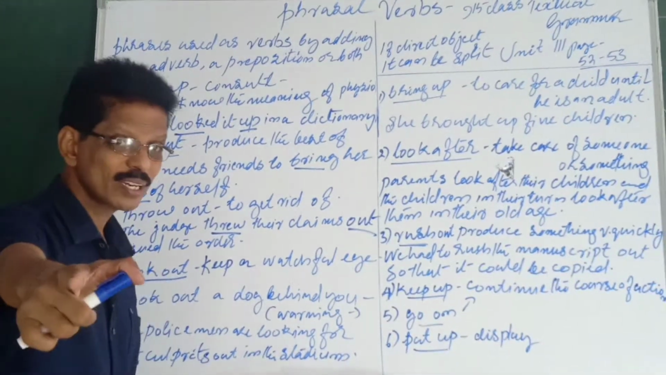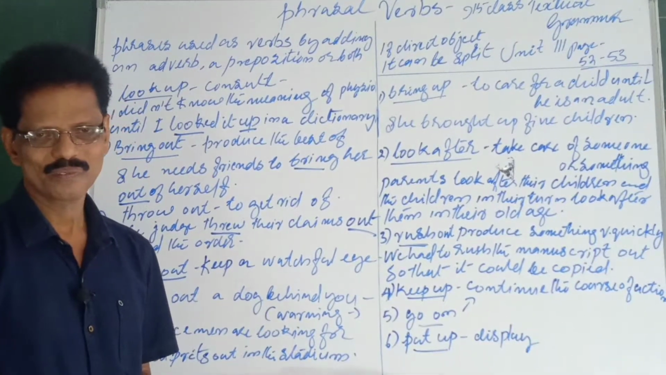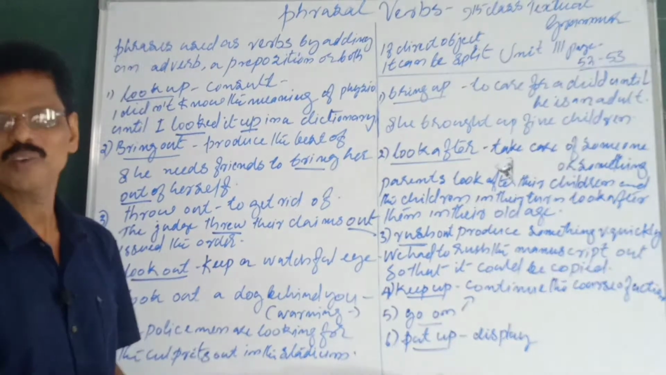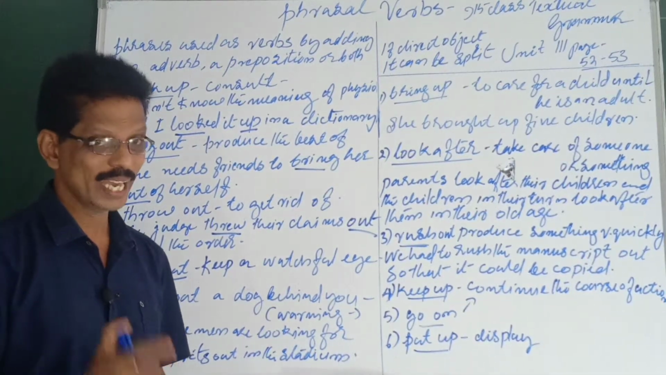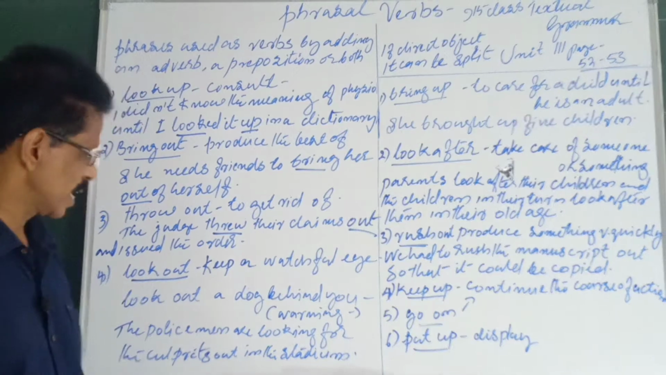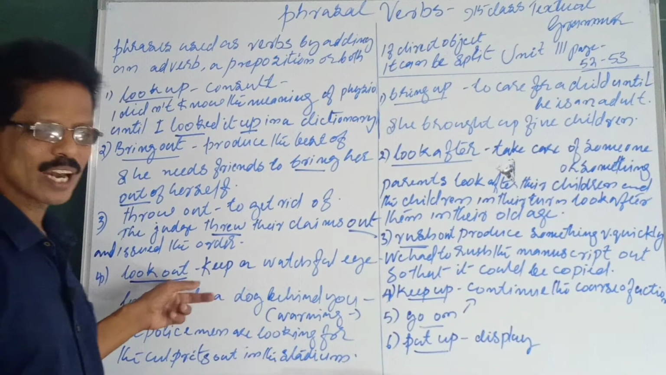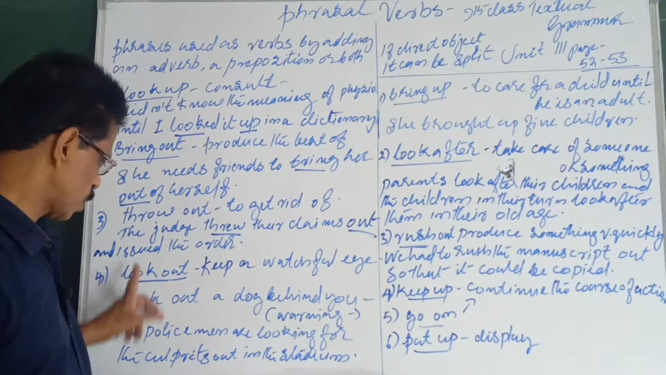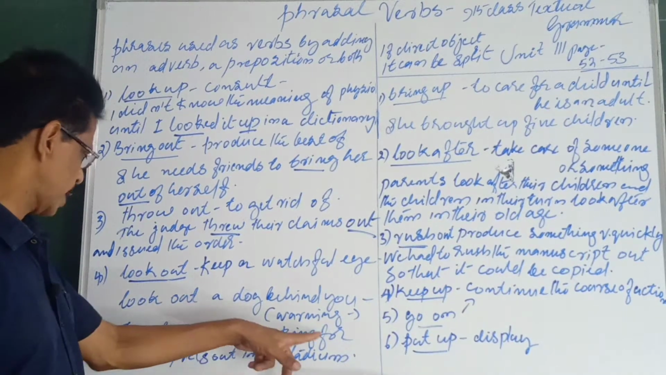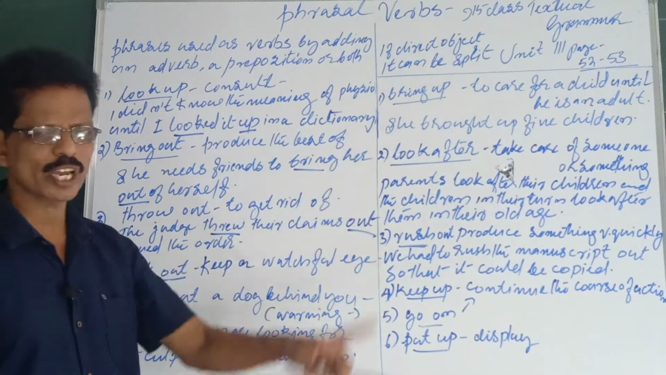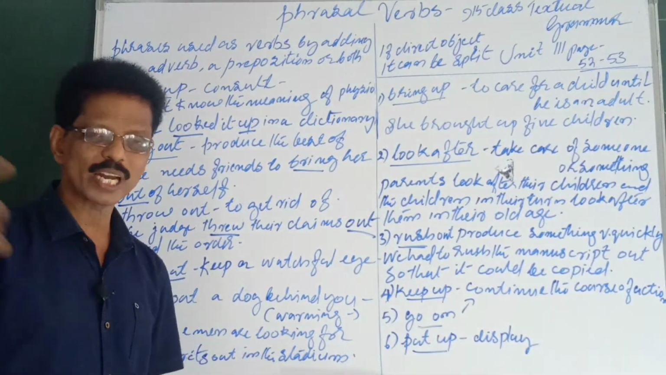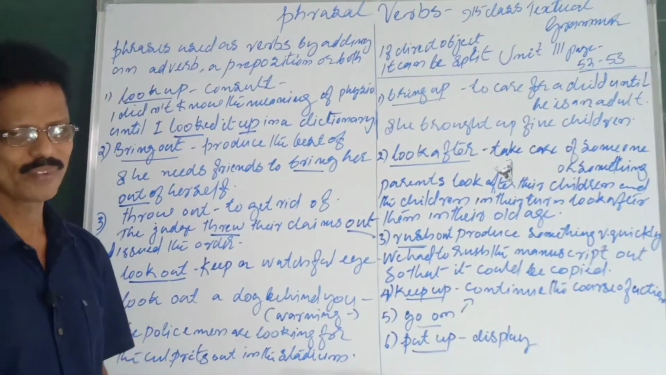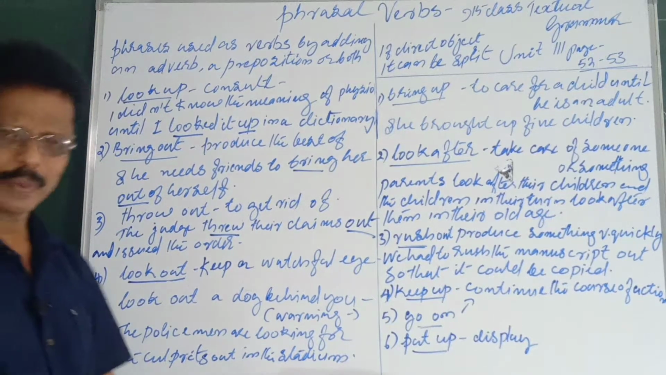Look out, a dog behind you. Yes, a dog may attack now. Surely, it may bite. So take care. Giving a warning, that is look out. It is generally used together. It can be used split also. For example, the policemen are looking out for the culprits in the stadium. There may be someone.